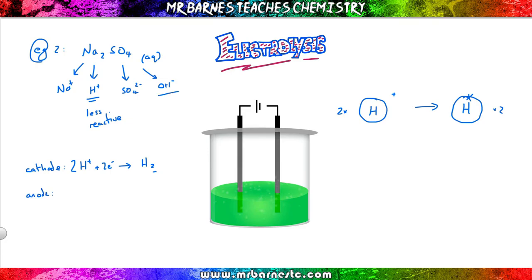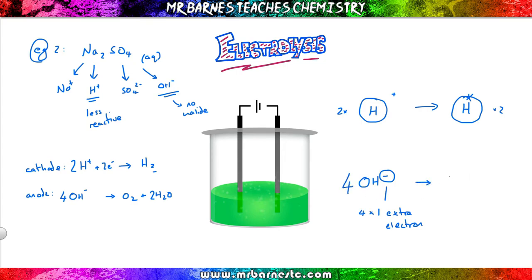At the anode, I have no halide. Therefore, my OH- is going to turn into H2O and O2. Now at this stage, what you need to do is you need to balance it. So work out and make sure you've got the same number of oxygens and hydrogens on either side. So once you've done that, you can see I've got 4OH- goes to O2 plus 2H2O. Now the key to working out the number of electrons that are lost, look at the charge. I've got OH-, which means that's got one extra electron on it. So what I need to do is I need to take that electron away. But because it's balanced, I have 4OH- molecules. Therefore, I need to lose 4 electrons, so I put plus 4e- on the right-hand side.